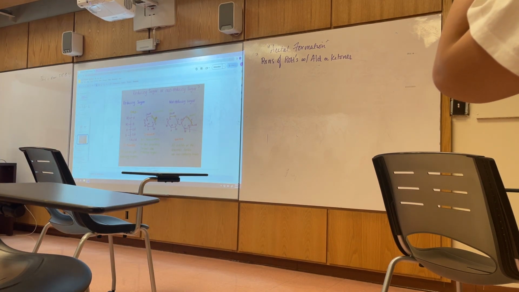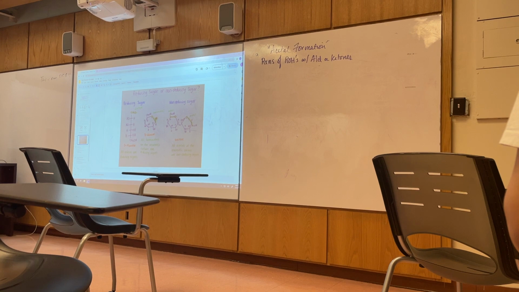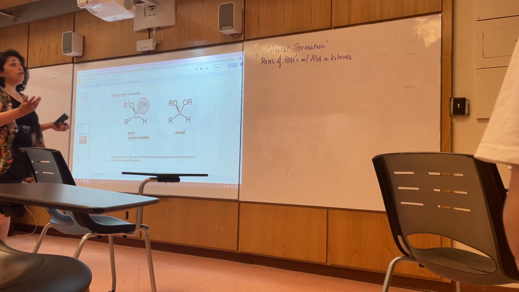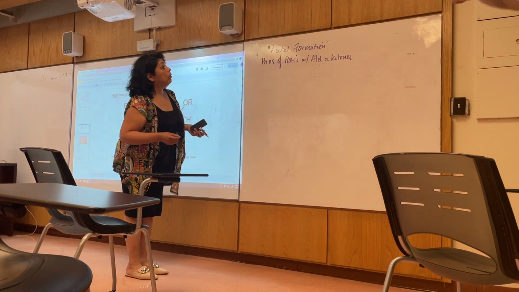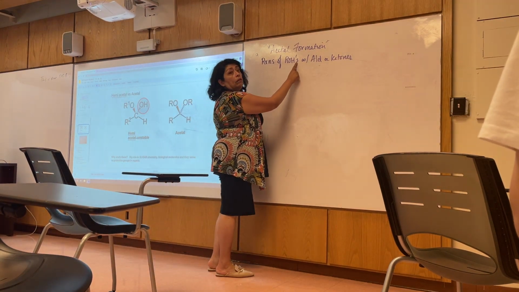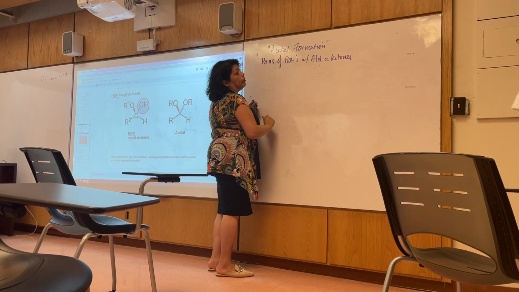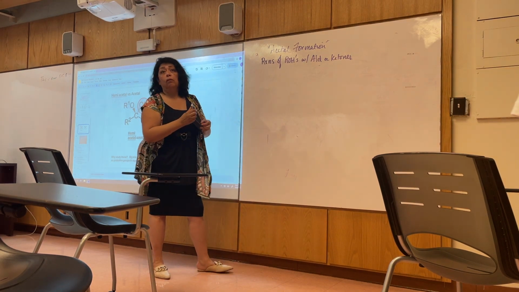Acetal formation. Okay, and we know what acetal is, right? Yes, Leon. What's after ROH? ROH is alcohols. With, it's a W. With aldehydes or ketones. Got it?